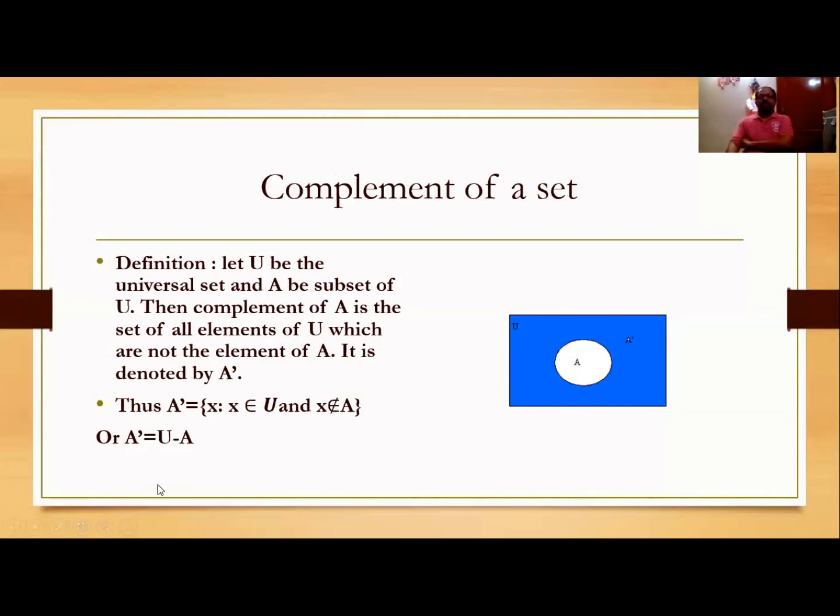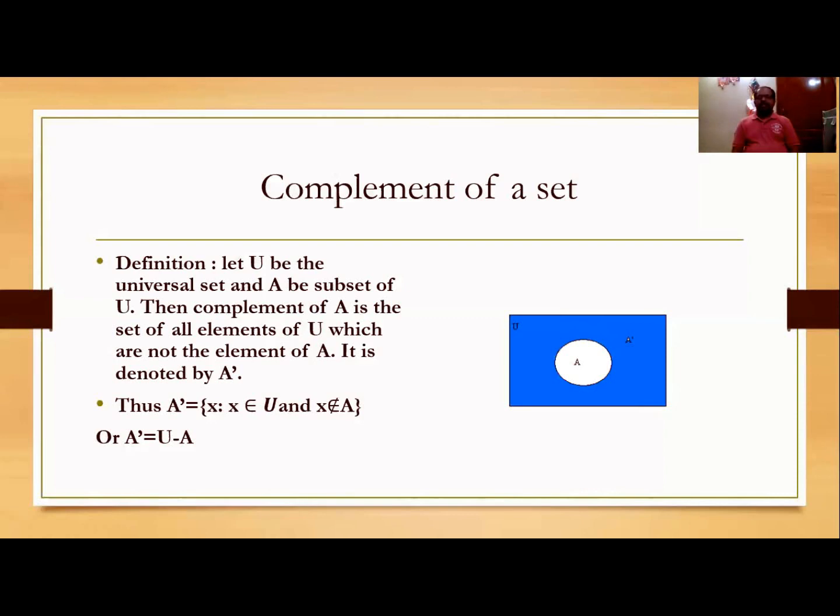Now, after having the definition of the complement of a set, we will discuss a few more examples regarding the same. Consider the set of students in our class. Suppose A is the set of students in a class.